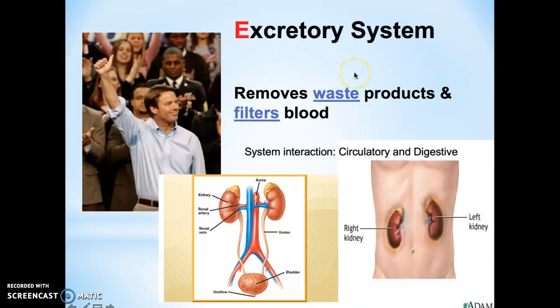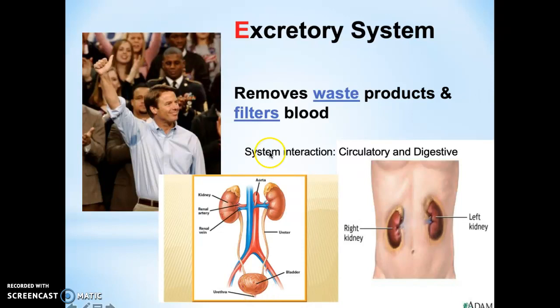The next one is the excretory system. And please don't confuse the excretory system with the digestive system. Excretion means removing waste products and filtering blood. So whenever I say removing waste products, what I mean is water waste. So sweating is actually part of your excretory system. And urinating, right, or going to the restroom to pee, is part of your excretory system as well. So your kidneys are part of your excretory system, your uterus and your bladder and your urethra. These are part of your excretory system.